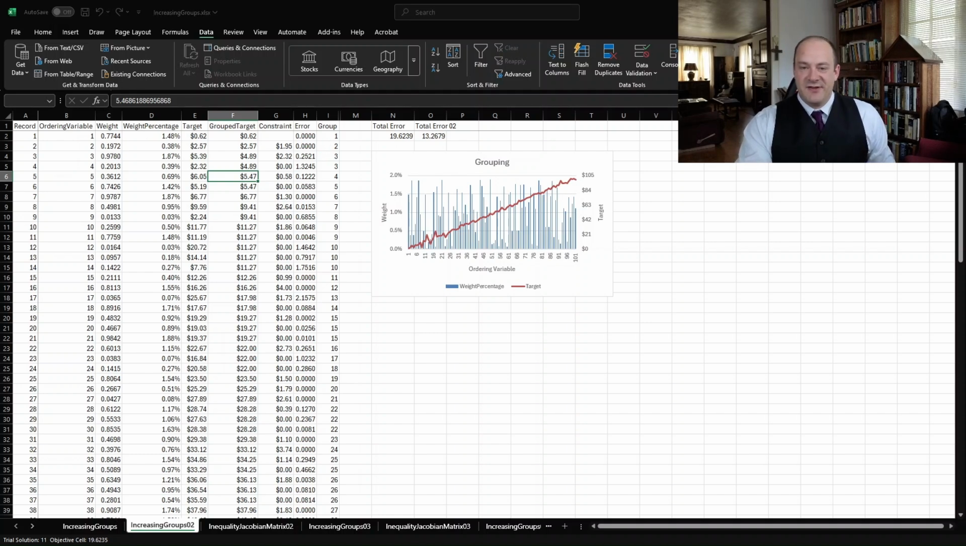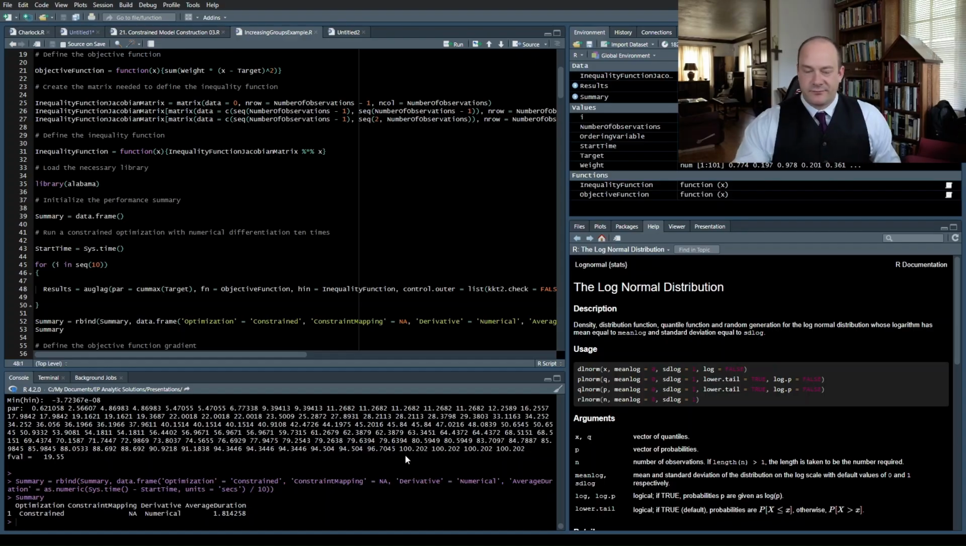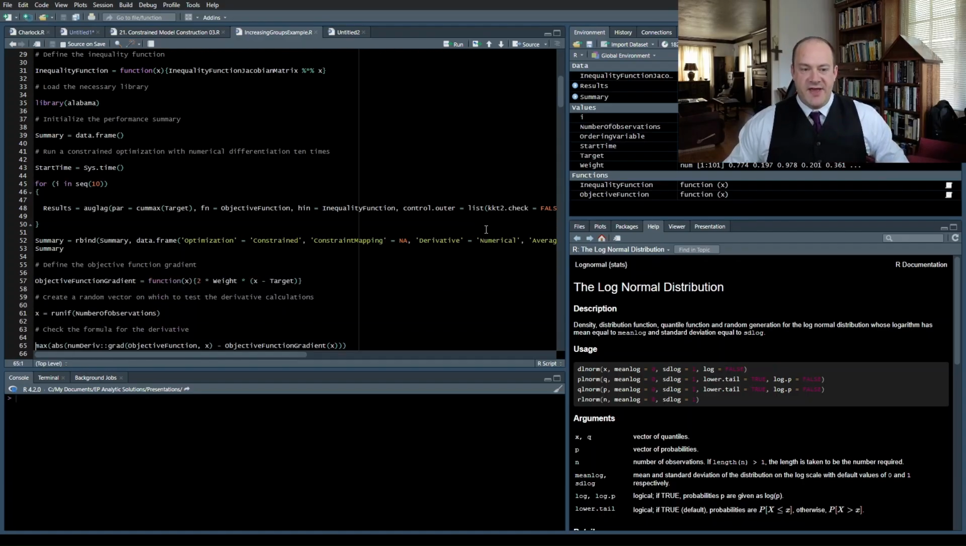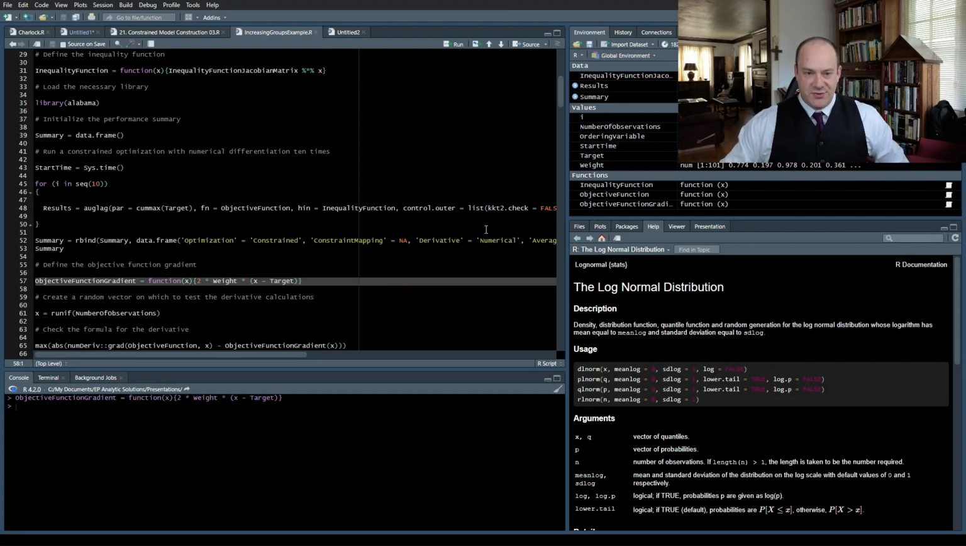All right. So going back then to R, let's talk about provision of formulaic derivatives. Going back to our good friend RStudio. Fortunately for us, we say to ourselves, hey, wait a minute, we took Calc 3. We feel very confident in analytically creating the gradient function. So here's the objective function gradient.